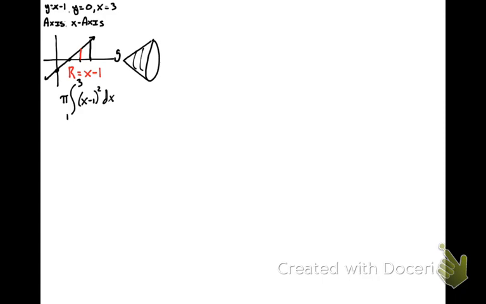When we integrate this, we would end up with 1/3 times (x minus 1) cubed times pi, and taking my upper limit of integration, 3, that'll be 8/3 minus 0. So the volume of my object is 8 pi thirds units cubed.